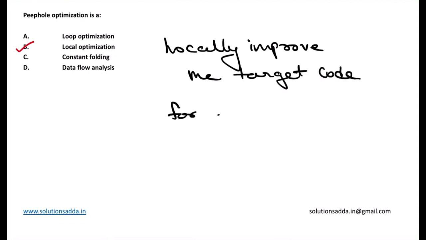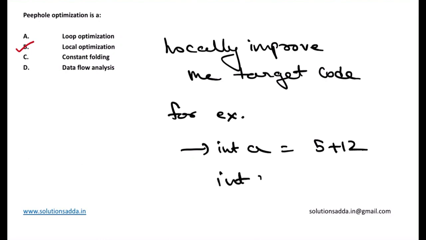For example, suppose there is an algebraic expression int a = 5 + 12. If this equation is there, then instead of writing that, we can write it as int a = 17, i.e. we are constant folding. So constant folding is a peephole optimization, and peephole optimization is a local optimization.